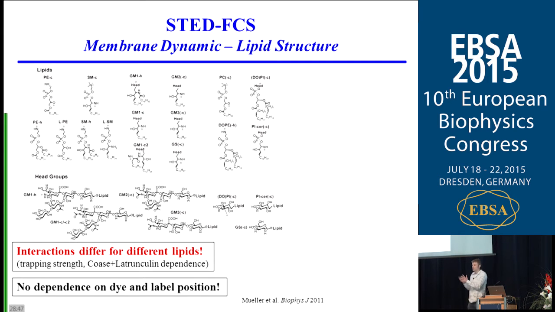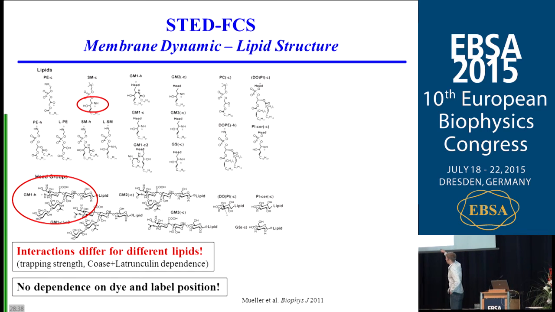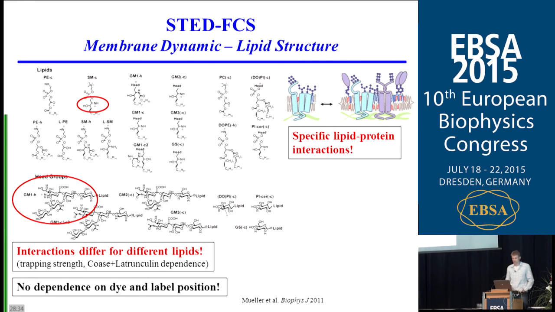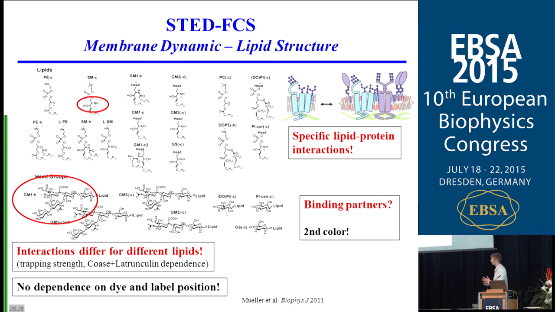So the moment we change something on the structure, we see a difference in trapping strengths and dependency on cholesterol and actin. Especially the ceramide group and the polar head groups, the moment we had those, we had a trapping interaction. So clearly, what we see here is a specific lipid-protein interaction. And we now have to find out what the binding partner is. We're really going to dig into this.